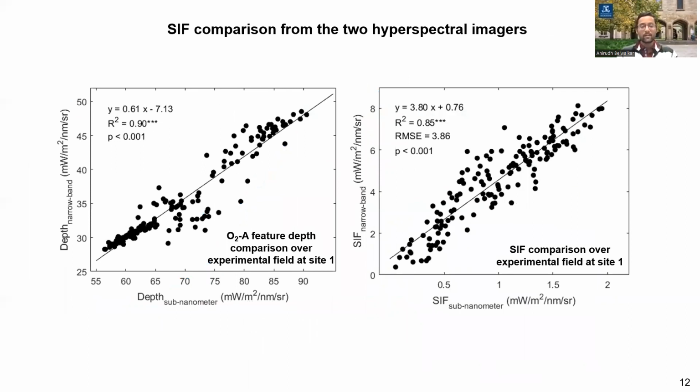Now for study site 1, despite differences in the absolute depth captured from the two hyperspectral images, a significant relationship was obtained between them with an R square of 0.9 when using a full data set with more than 100 plots across the whole experimental field. Although SIF narrowband and SIF sub-nanometer showed a lack of correspondence with RMSE of 3.86, they were highly correlated. They were significantly correlated with an R square of 0.85.